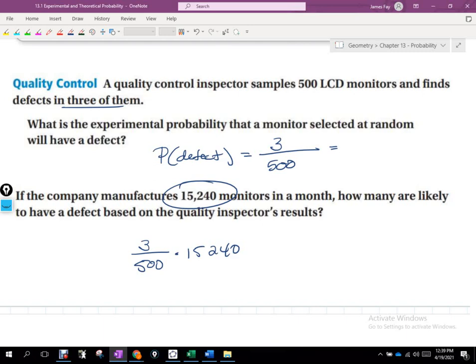15,240. All right, so this number here goes to 0.006 times 15,240, which is equal to 91.44 defective monitors. So about 91, 92 defects that we can expect out of that, we call it 15,240 population. That's where all of the 500 came out of, okay?